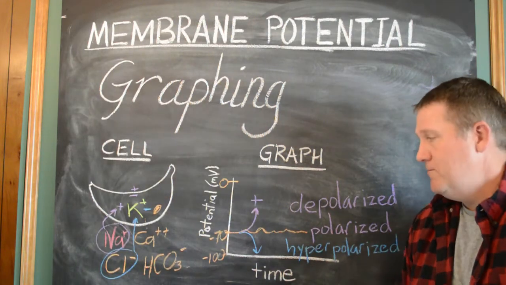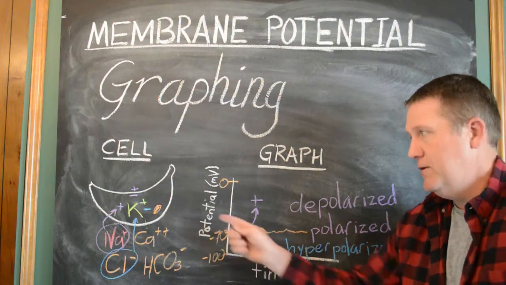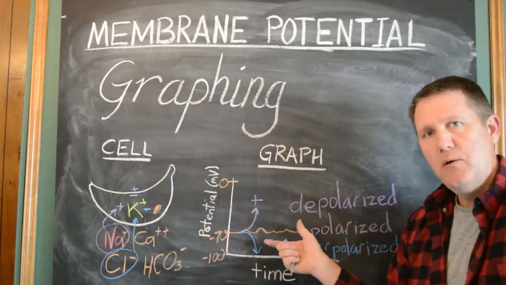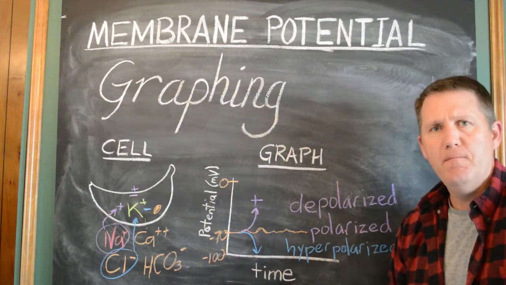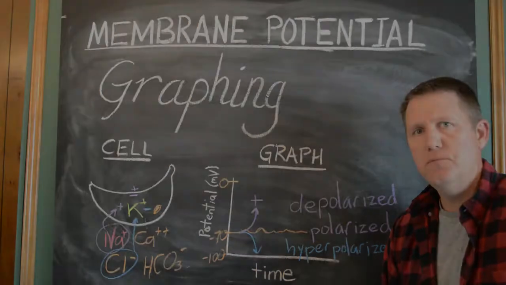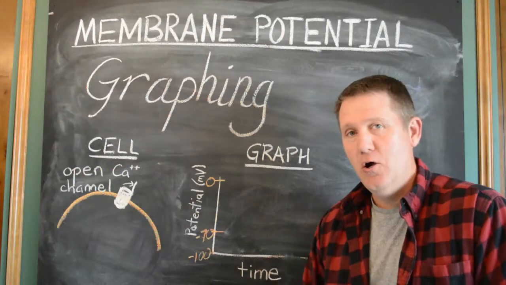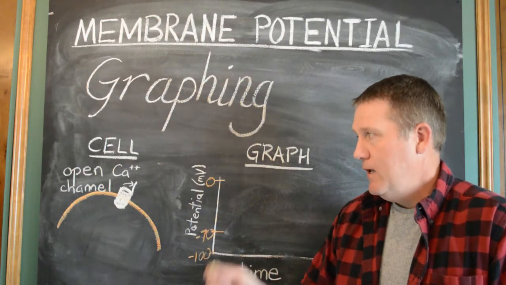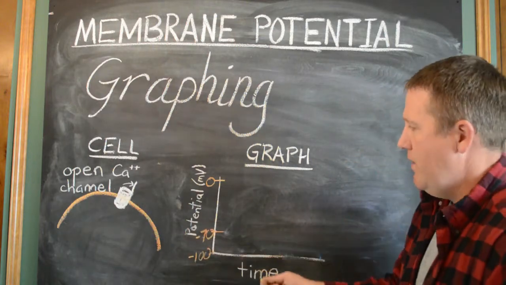So hyperpolarized. That's the terminology that tells you what happens in the cell, and it can be represented on a graph. Let's try a couple of different scenarios. I've taken away all your clues about where everything is, so you're going to have to remember that. Let me give you this scenario. Let me put it on the graph first.